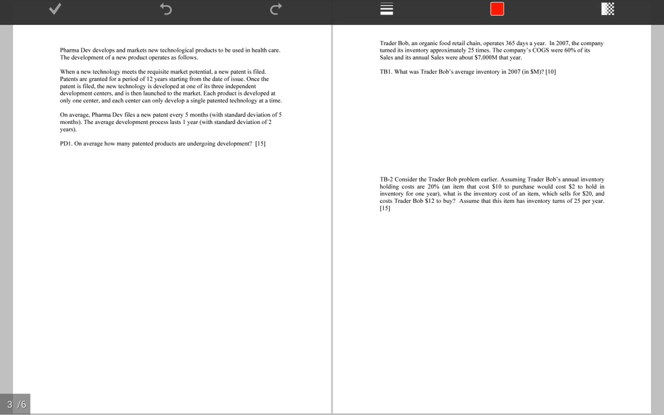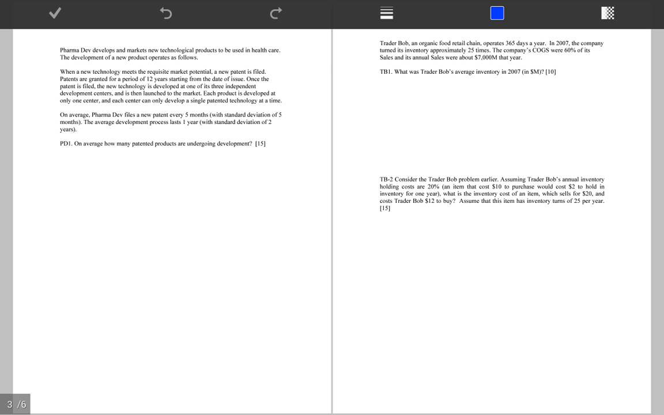In this question, what we have is a pharmaceutical development company. So how pharmaceutical companies work is they invest in a lot of ideas, and when they see there's enough market potential in that particular idea, they file a patent. So they invest in a lot of technologies. When they see it has market potential, they file for the patent. After the patent is filed, they invest in development of the product or the drug or whatever it is.